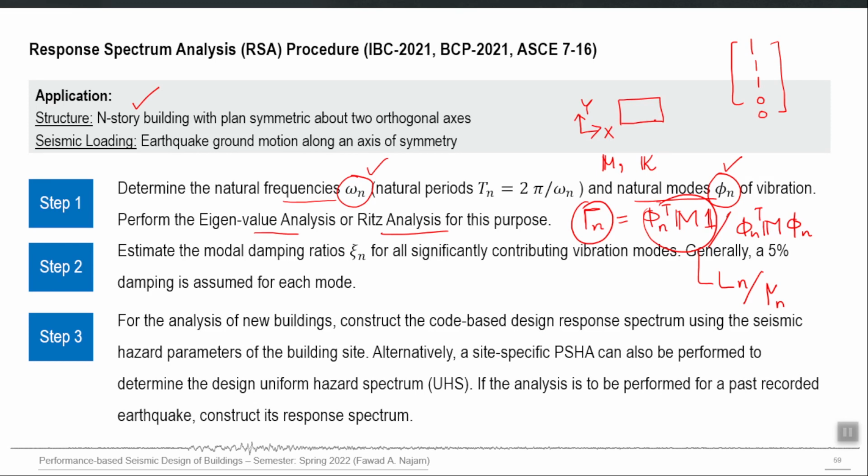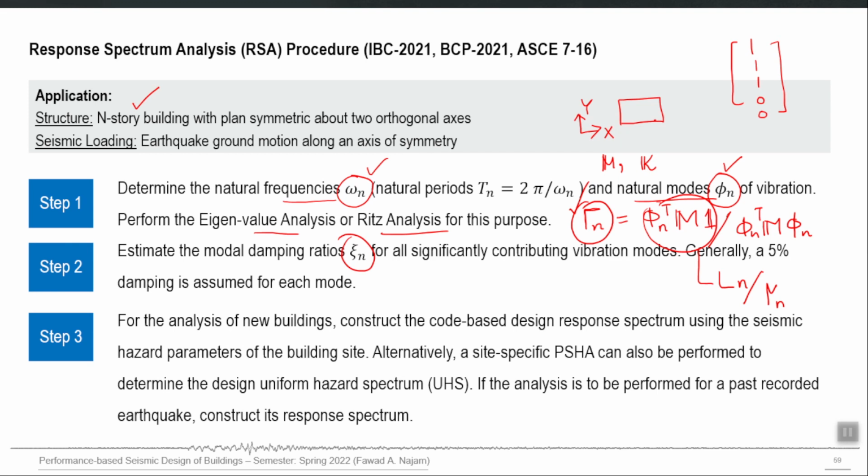You calculate the natural frequencies, natural time periods and the associated modal participation factors for all your important modes, and for that you need a computer model which is capable of simulating your mass and K matrices. Then the second step is the estimation of modal damping ratios xi n for each mode, all significantly participating modes. Generally a 5% damping is assumed, but this 5% is an upper limit prescribed by the code. If you have a high-rise building, a steel building, or any other special case, then the damping may be less than that number.